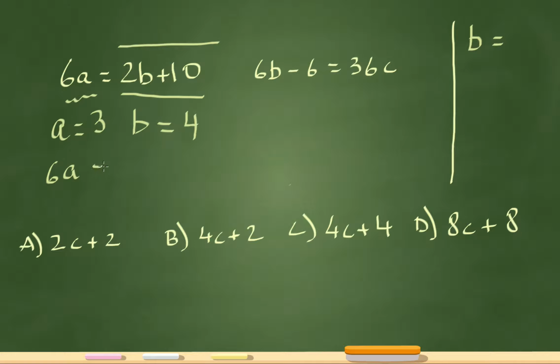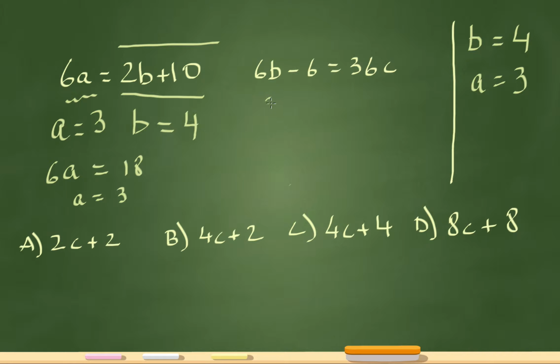So 6a would equal 2 times 4 is 8. 8 plus 10 is 18. And then if I divide both sides by 6, I know that a would have to be 3. So that's how I got a to be 3. So let's keep that running list. b equals 4. a equals 3. And now if I know that b is 4, I can go to my second equation and solve for c.